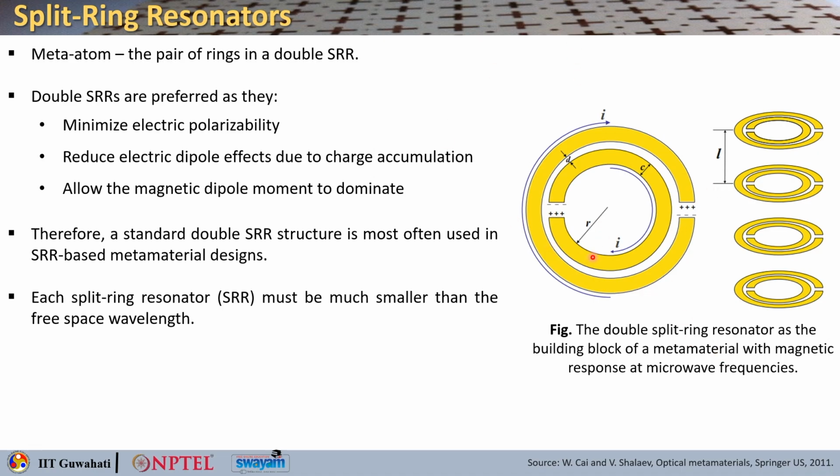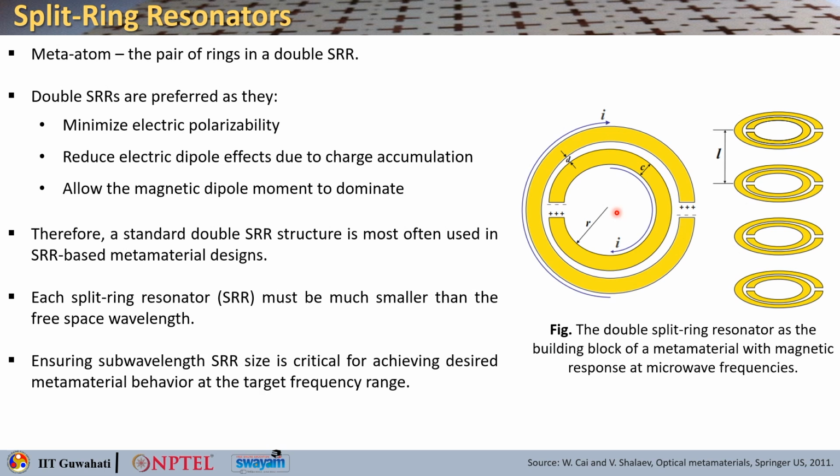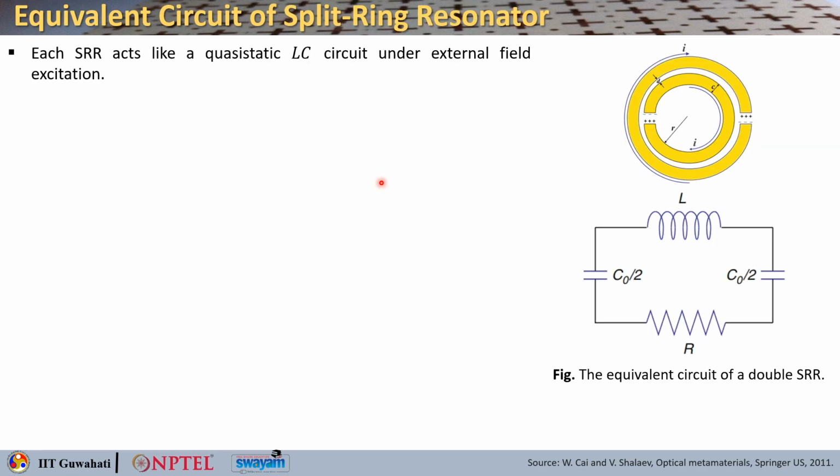One thing that is important to remember is that the goal of the design is to create artificial magnetic atoms for a metamaterial. So, you have to ensure that the size of each split ring resonator is much smaller than the free space wavelength. That is very important: you have to ensure sub-wavelength size to get the metamaterial behavior at the target frequency range. Now, each split ring resonator acts like a quasi-static LC circuit under the external field excitation.